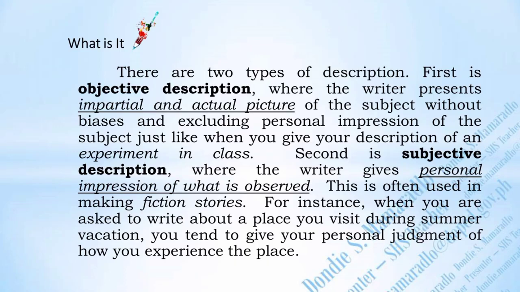Second is subjective description, where the writer gives a personal impression of what is observed. This is often used in making fiction stories. For instance, when you are asked to write about a place you visited during summer vacation, you tend to give your personal judgment of how you experienced the place.